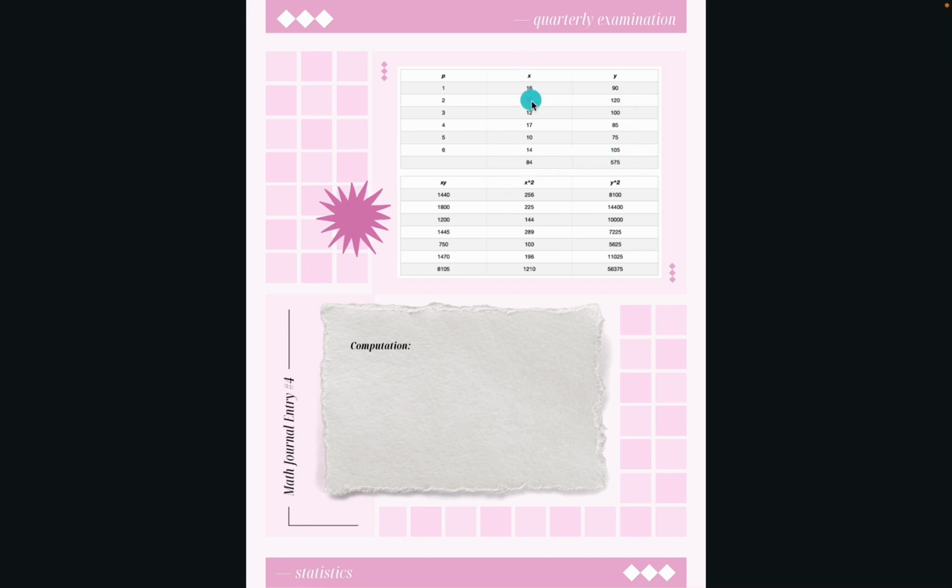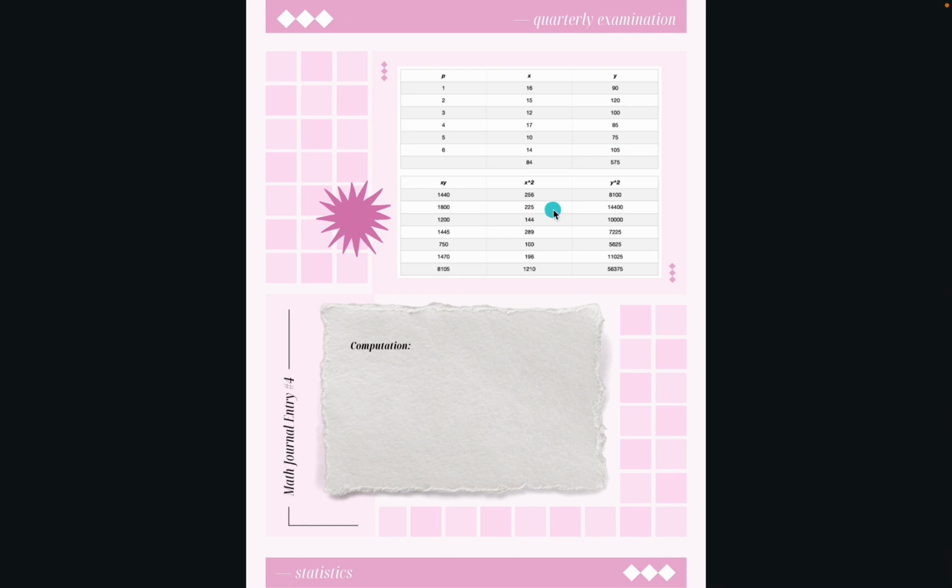Now to proceed with the problem, we need to get xy, x squared and y squared. To get the xy, we just multiply x by the y value. So it goes like 16 times 90 is equal to 1,440, 15 times 120 is 1,800, 12 times 100 is 1,200, and so on.